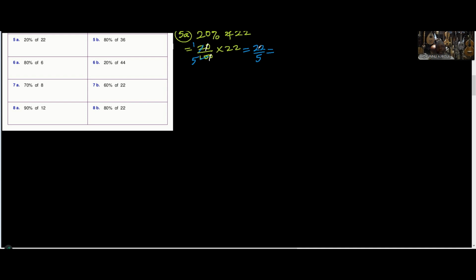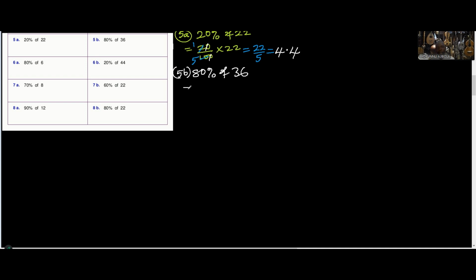So how many 5s in 22? 4. So remainder 2. Then put a 0. How many 5s in 20? That's also 4. So the answer is 4.4. Now 5B, I have 80% of 36.